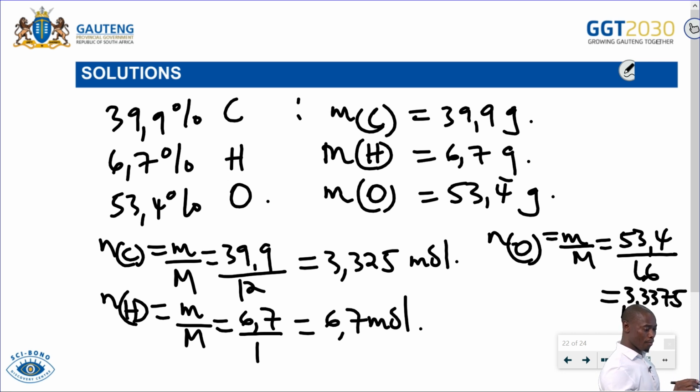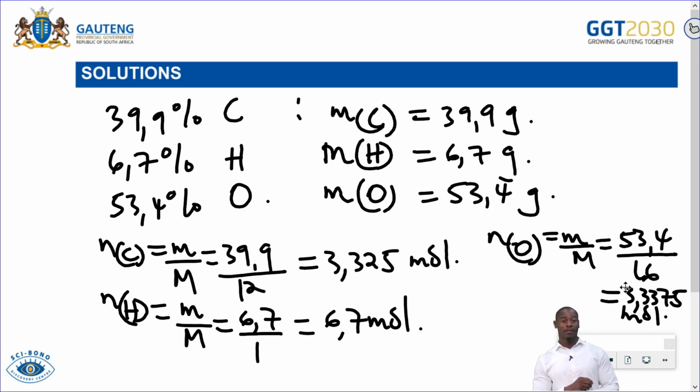3.3375 mole. So these are the number of moles of each element. The number of moles of carbon is 3.325 mole. The number of moles of hydrogen is 6.7 mole. The number of moles of oxygen is 3.3375 mole. Then now we have to find the ratio of those atoms, or those elements. So for the ratio, you have C, H, O here.